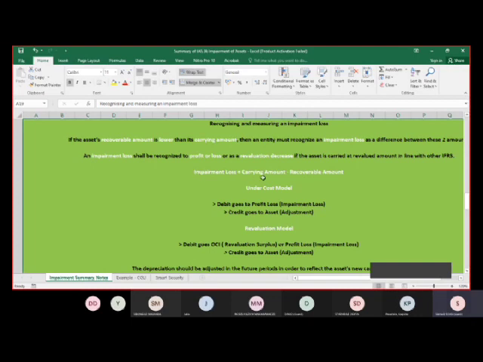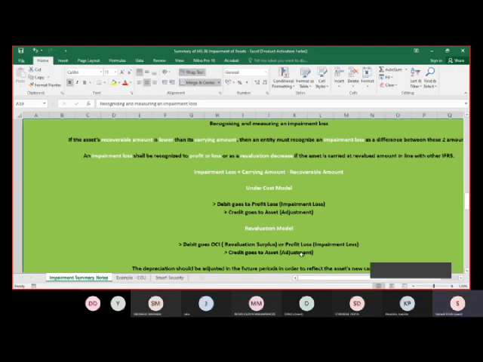So basically what I did here is the formula: impairment loss is the carrying amount minus the recoverable amount, because the carrying amount is higher than the recoverable amount. Under the cost model, debit goes to profit and loss, impairment loss, and then the credit goes to the asset adjustment, right? And then the revaluation model, debit goes to OCI, revaluation surplus, or profit and loss, impairment loss. If let's say the revaluation surplus was depleted, then the remainder of the impairment will go through to the impairment loss. Credit goes to the asset. It's the same thing as the one under cost model.